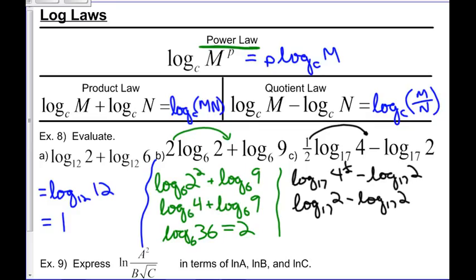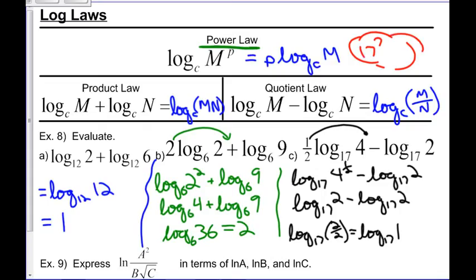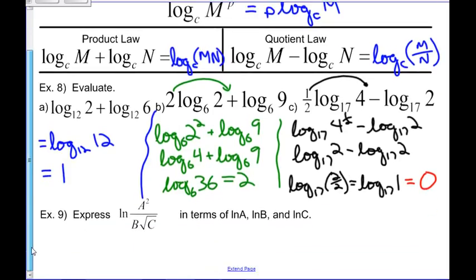Let's see if the quotient rule also shows that. So this would be log base 17 of that 2 divided by 2, or log base 17 of 1. Which is asking this question: 17 to the power of what gives me 1? And the answer to that is 0. Okay, so that makes sense. It looked in an earlier step like the answer should be 0. And it still means the same thing if we use the log laws.